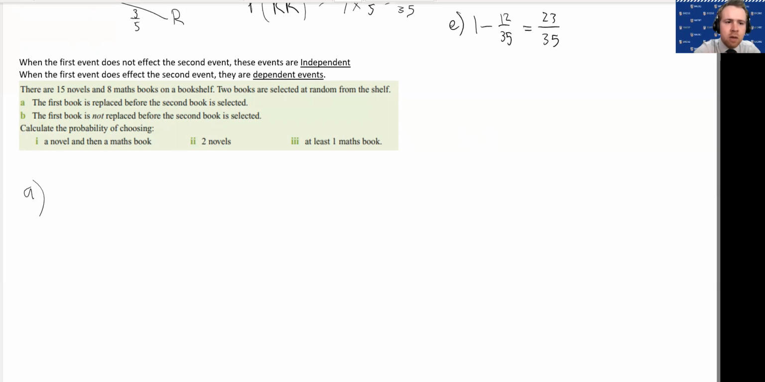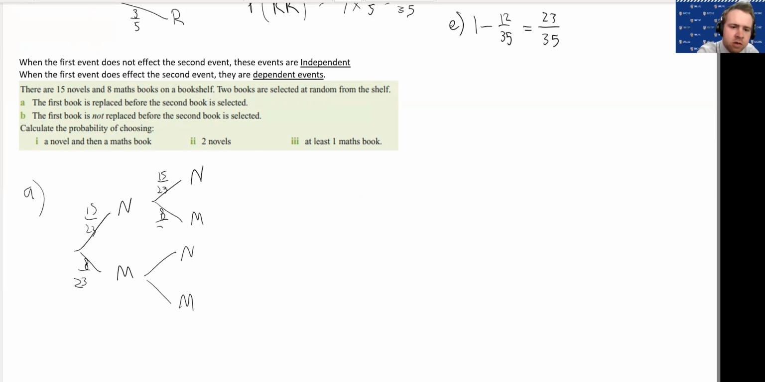So when we're doing our probability tree, we can get a novel or a maths book. And then the second one can be a novel or a maths book. Novel and maths book as well. So there are outcomes. The probability, 15 out of 23, and then 8 out of 23. And then it's going to be the same here. And then 8 out of 23, 15 out of 23, 8 out of 23.